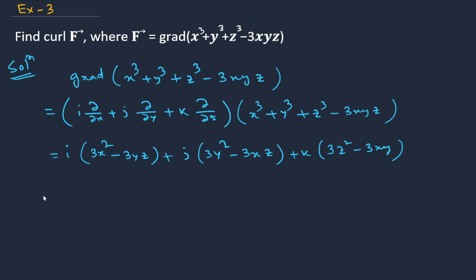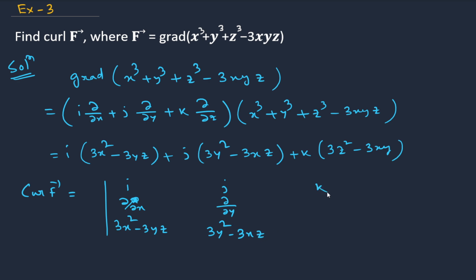Okay, now we can find curl f bar. So curl f bar is i, then del del x, 3x square minus 3yz, j, this is our del by del y, 3y square minus 3xz, and then k, del del z, here we have to write 3z square minus 3xy.